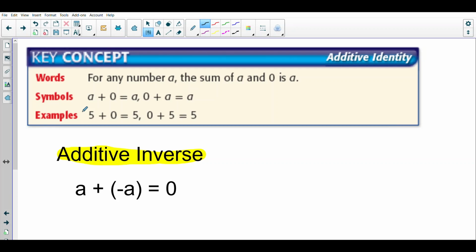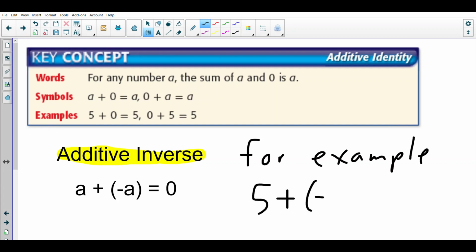The inverse states that A plus its opposite is always 0. So let me put this down here. For example, 5 plus negative 5 will always equal 0. So that's what we're looking at.